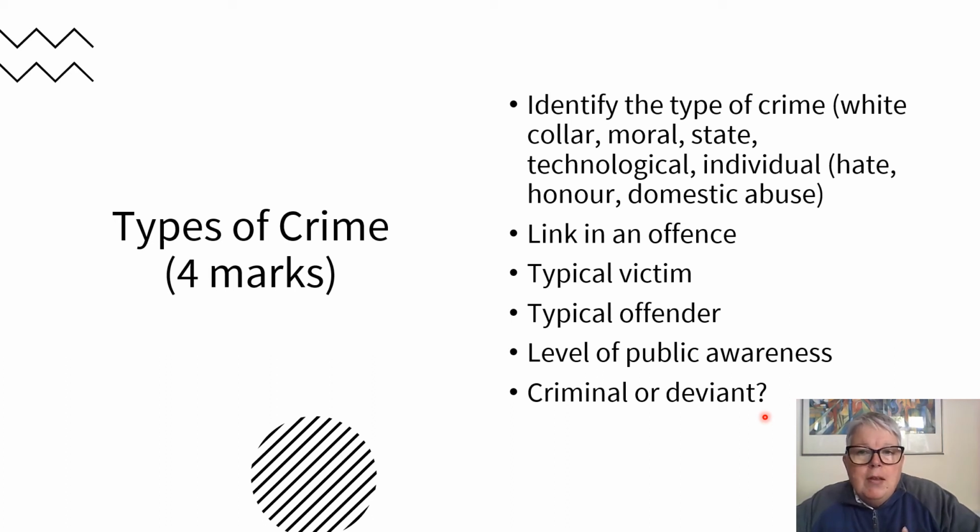Now, do what the exam tells you, whether it's to identify 2 or 3 or 4 types of crime, but go through these bullet points. Identify the type of crime. There are 5 different types of crime. Link it to the offence, link it to a typical victim and offender, say very briefly how much the public is aware, and then finally, is it criminal, deviant, or both?